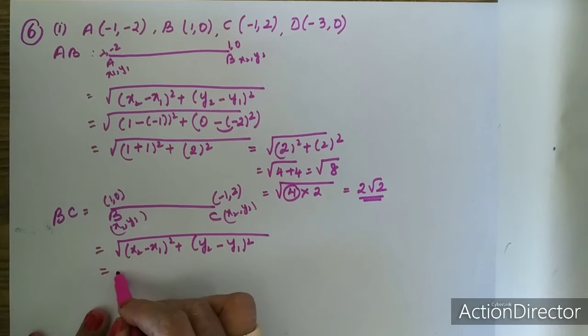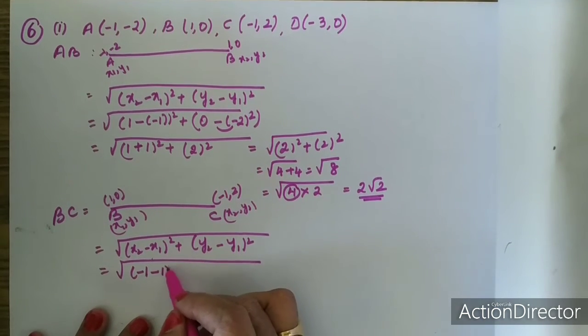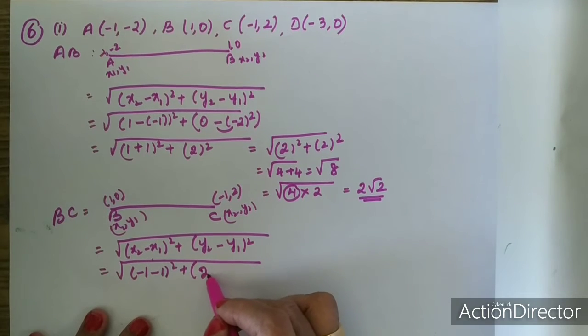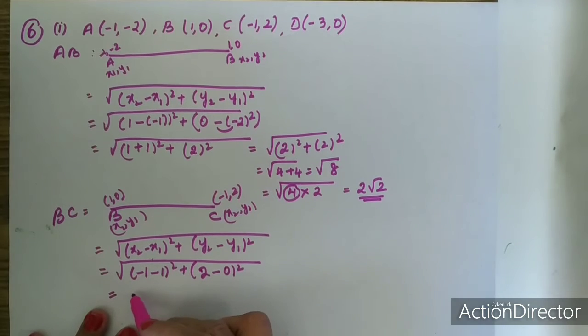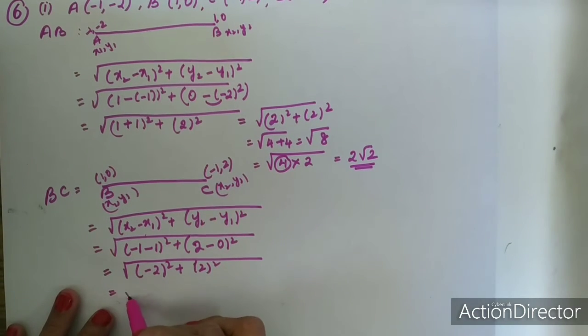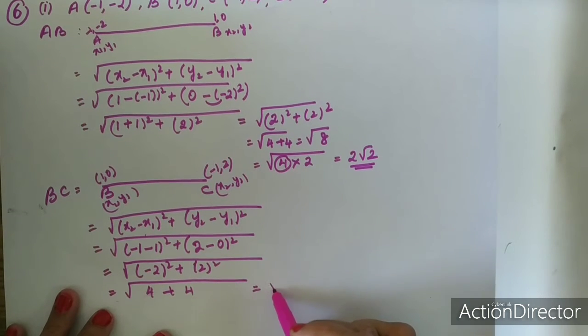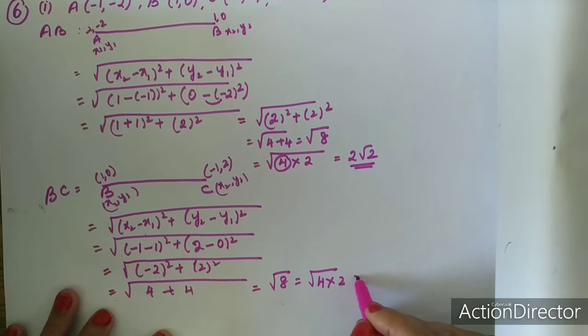Next, replace the values of x2. x2 is minus 1 whole square. y2 is 2 minus 0 whole square. This is equal to under root of minus 1 is minus 2 whole square and here it is 2 whole square. So what is minus 2 whole square? Minus 2 whole square is 4. 2 square is 4, which is equal to root 8. Root 8 can be written as root 4 into 2, which is equal to 2 root 2.